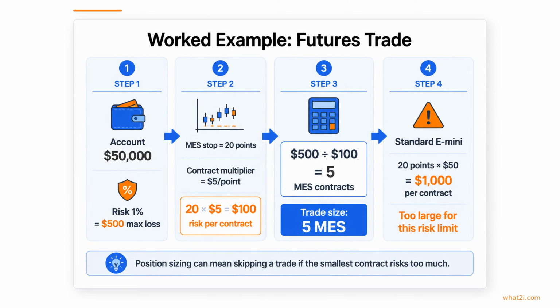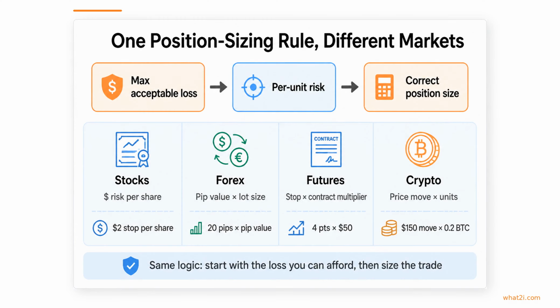In futures, you have one extra step because the stop distance has to be converted into dollars using the contract multiplier. That calculation can completely change what is tradable, which is why a micro contract may fit your risk plan while the standard contract is simply too large. The nice thing is that the core idea doesn't change from one market to another. Whether you're trading stocks, Forex, futures, or crypto, you still begin with the loss you can afford, then translate the stop distance into per unit risk and size the trade from there.